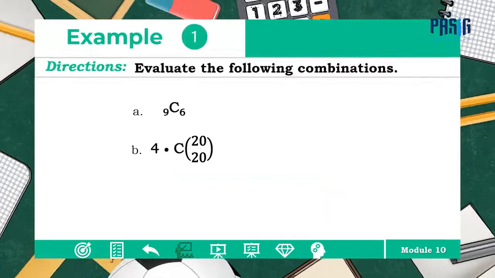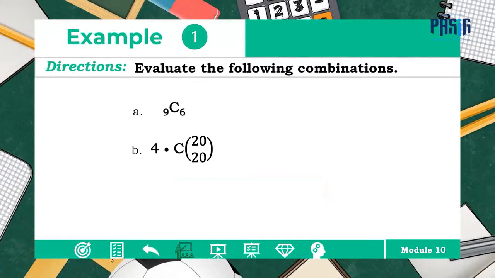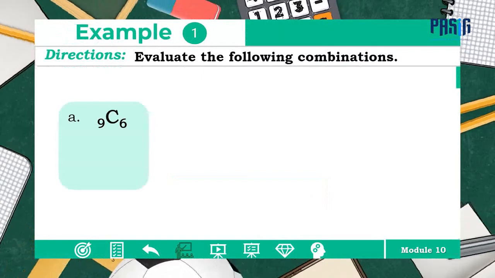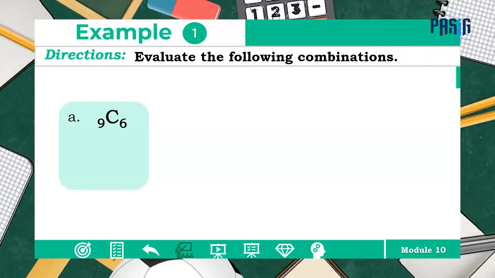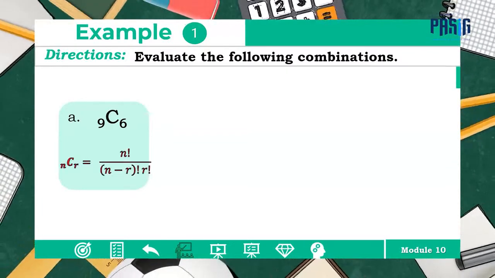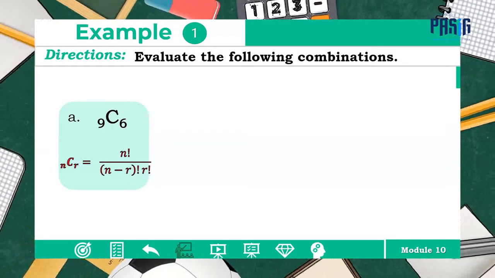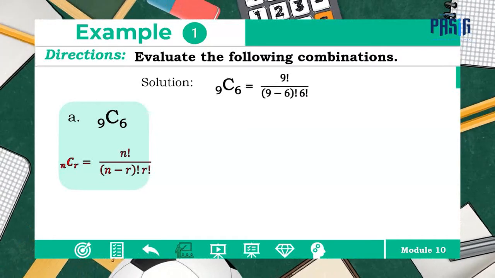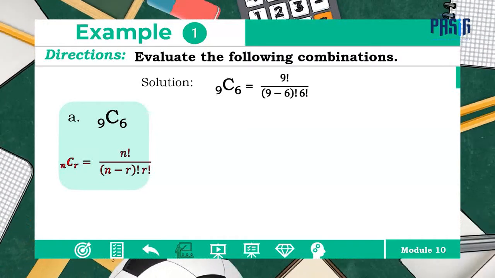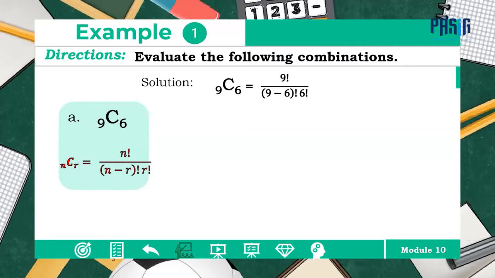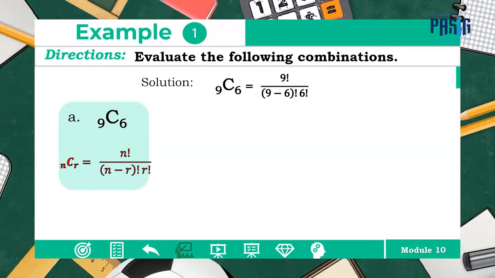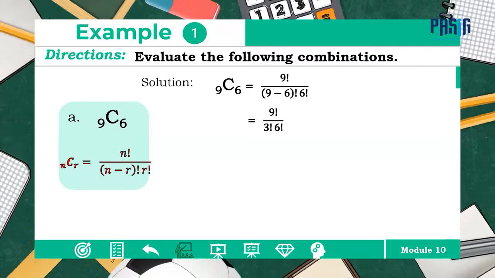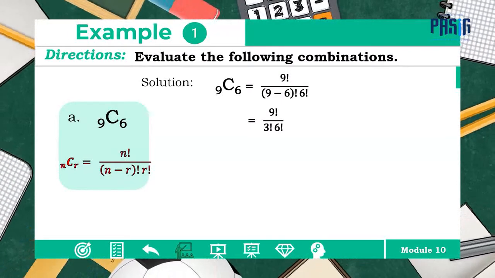Example 1. Evaluate the following combinations. Letter A. The combination of 9 taken 6 at a time. To evaluate this combination notation, all you have to do is to substitute the value of n and r to the formula, then simplify. Start with the quantity of 9 minus 6 factorial in the denominator. The expression becomes 9 factorial divided by 3 factorial times 6 factorial.